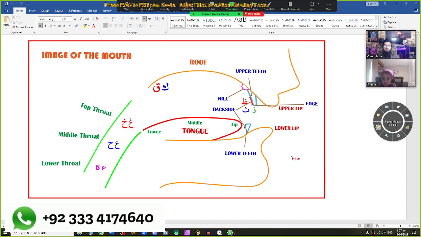So, this is the image of the mouth. We will just remember some of the parts of the mouth so that it's easy for us to recognize different places from where each and every alphabet is going to be read so that we can read them properly. Are you getting my point? Yeah. Okay, so this is the upper lip. What is it? The upper lip. Good job. And this one is the lower lip. What is it? The lower lip.